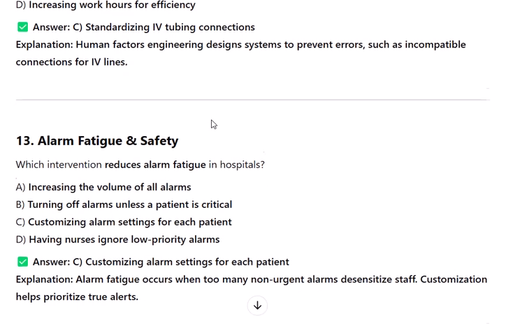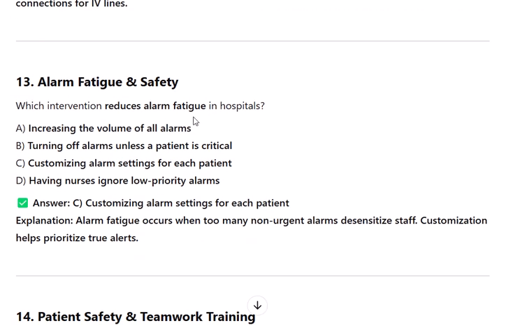13. Alarm fatigue and safety. Which intervention reduces alarm fatigue in hospitals? A. Increasing the volume of all alarms. B. Turning off alarms unless a patient is critical. C. Customizing alarm settings for each patient. D. Having nurses ignore low-priority alarms. Answer: C. Customizing alarm settings for each patient. Alarm fatigue occurs when too many non-urgent alarms desensitize staff. Customization helps prioritize true alerts.